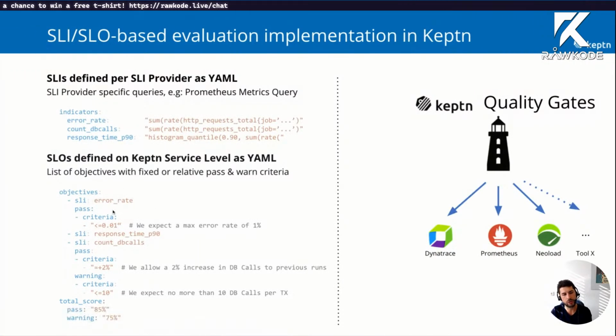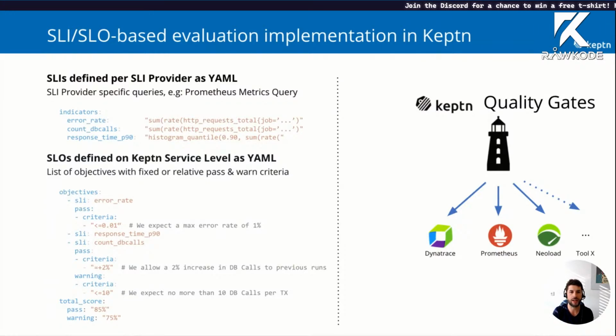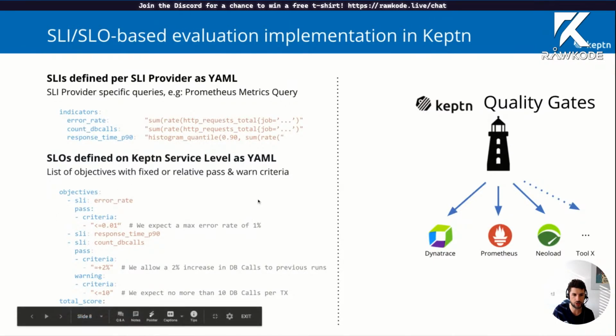And in the SLO file, we do not define where the data is coming from. So whenever we want to change how we retrieve the data, maybe we want to change from one tool to the other, maybe we just have to clarify the granularity of the data, we can do this in the indicator file. We don't have to change our quality gate definition.